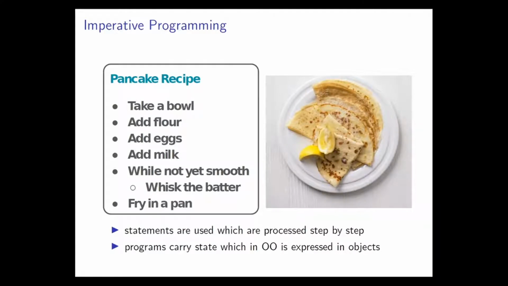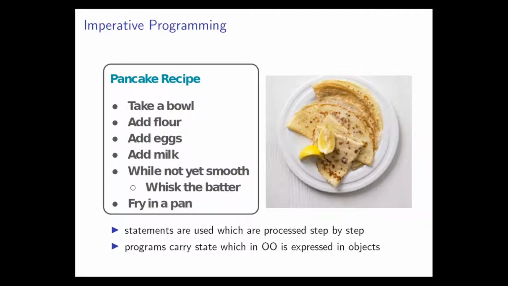Let's say a bit about what we mean by imperative object-oriented programming. Well, the classic example of an imperative program is a recipe. Here's a pancake recipe. And the point about this being imperative is that the recipe comprises a number of statements, a number of steps, and they're processed one at a time. First of all, we take a bowl, then we add some flour, then we add some eggs, then we add some milk.